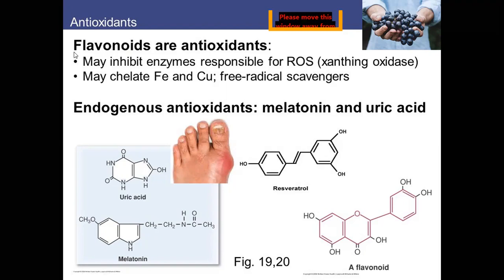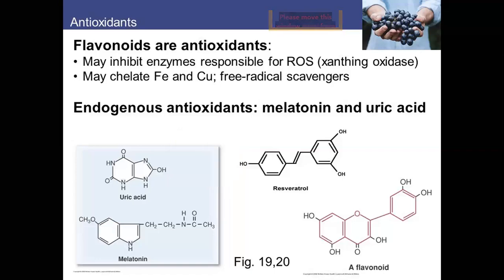scavengers. Now, finally, we're going to talk about the endogenous antioxidants like melatonin and uric acid. Uric acid is the one that causes inflammation here and deposits in this location, and usually it's due to a huge consumption of protein. But uric acid synthesized in a normal amount in our body is helpful. It's an antioxidant. Melatonin is the one used to control the sleep-wake cycle. It's also an antioxidant. And now we've reached the end of this chapter. Thank you for your attention, guys.